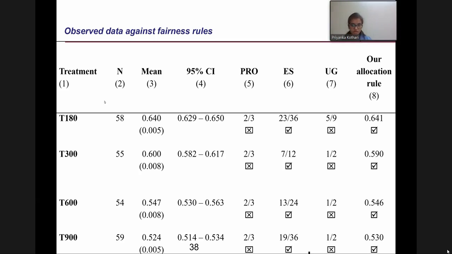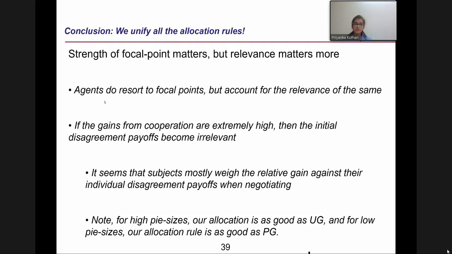It is the ES solution that best explains the data. So what we had seen so far is that it was the PRO and UG solutions that were the most popular choice, but it is the ES solution that better explains the data. So, our allocation rule is something that best explains the data. It seems that the strength of focal point matters, but the relevance matters more. And agents do resort to focal points, but account for the relevance at the same time.